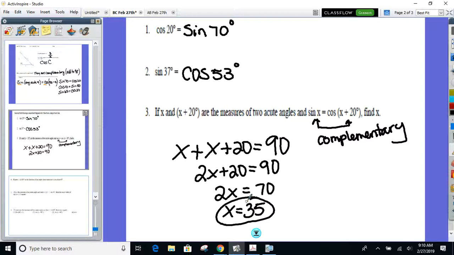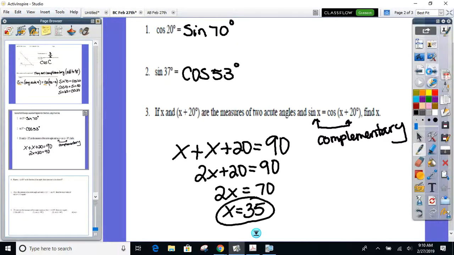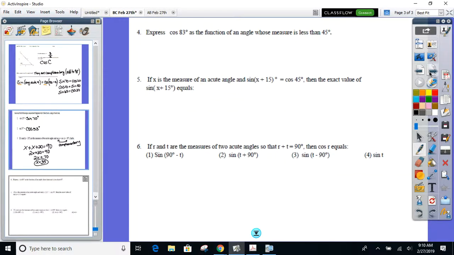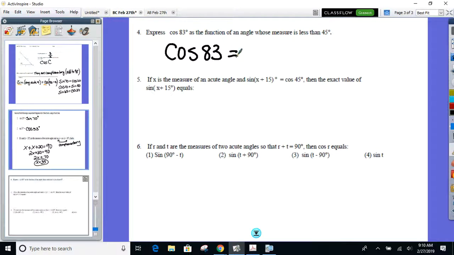Okay, I don't want to go too fast. So we see what we're doing here now. If sine and cosine are going to be equal, you better tell me their angles are complementary. Okay, express cosine of 83 as a function of an angle less than 45. So again, what do I want? I want something other than cosine, and I want your angle to be less than 45. So cosine of 83 will be equal to, cosine always goes with sine. What's your angle going to be? 7. I have to add to 90. If you're going to set sine and cosine equal to each other, they have to be complementary.